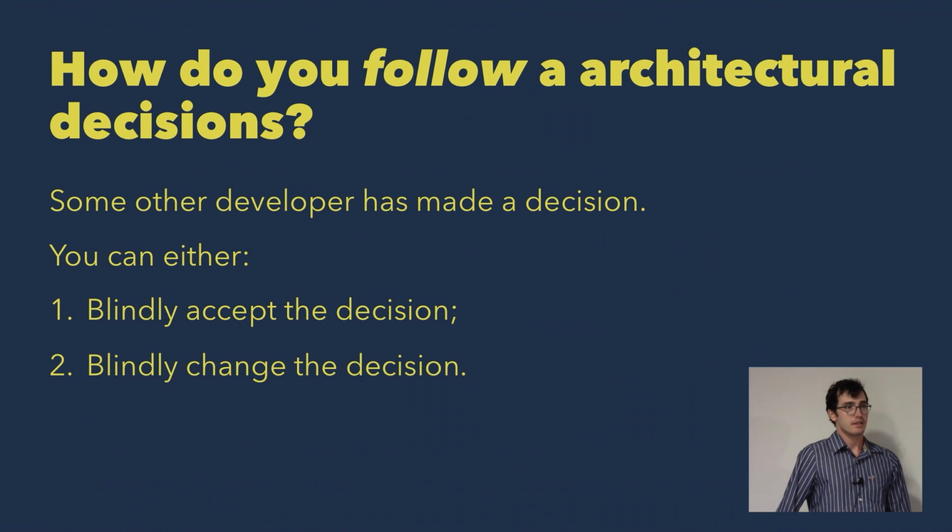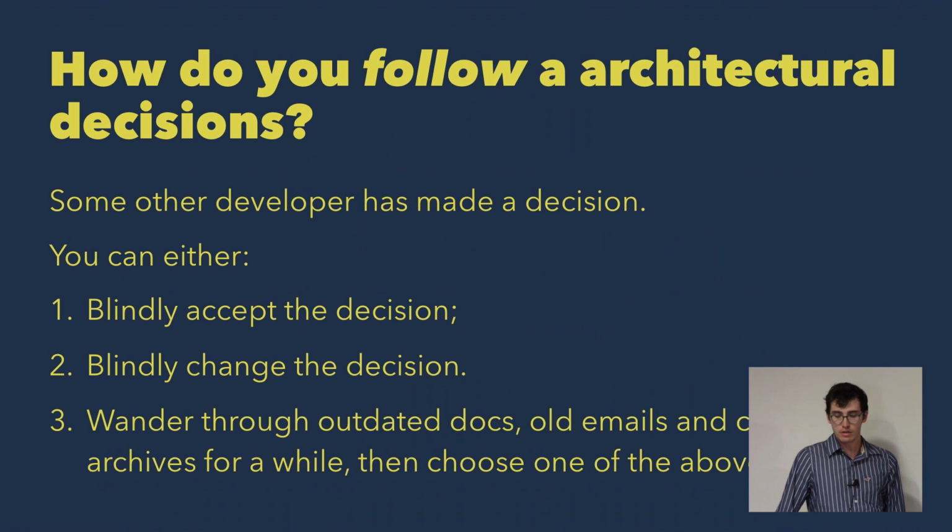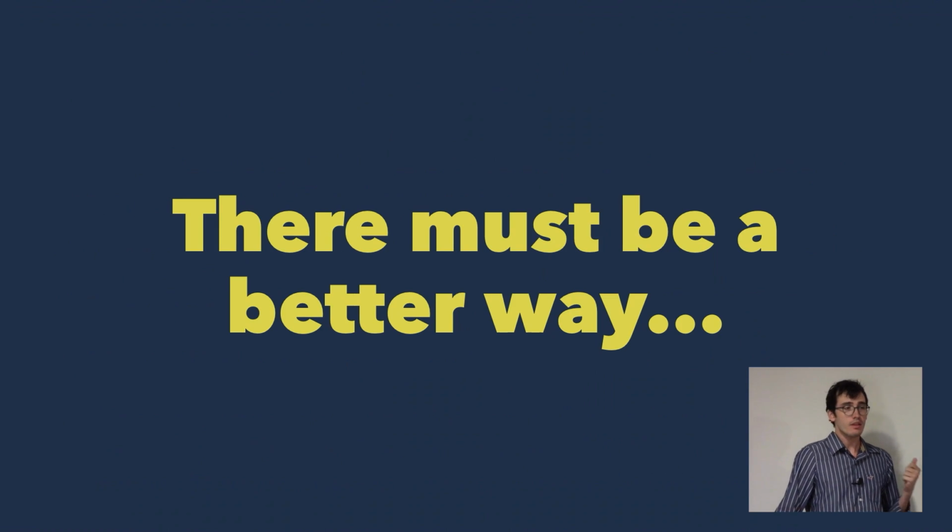Or you can blindly change that decision, say, well, I don't understand it, I disagree with it, so I'm going to do something completely different because I don't know what they were thinking when they did that. Or you can do a third thing, which is wander through outdated docs and old emails and chat archives and then just do one of the first two. So there must be a better way. And the better way to do this is architectural decision records.